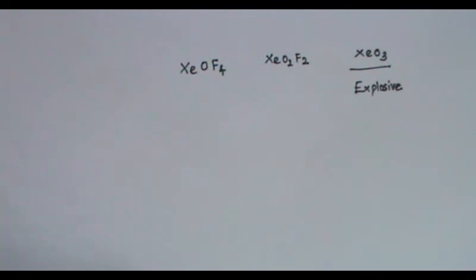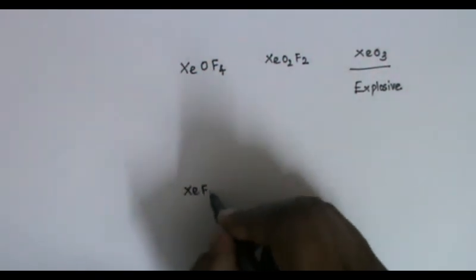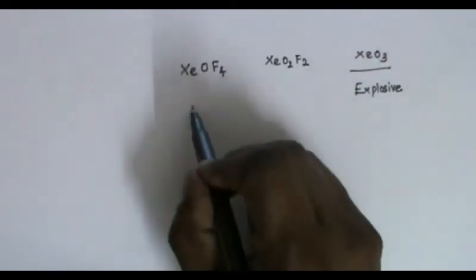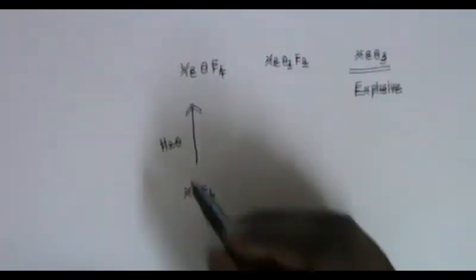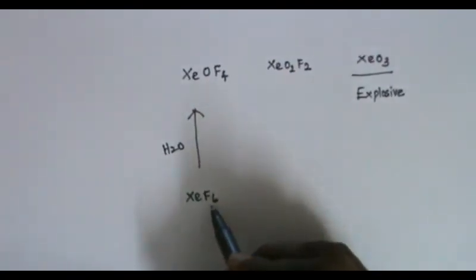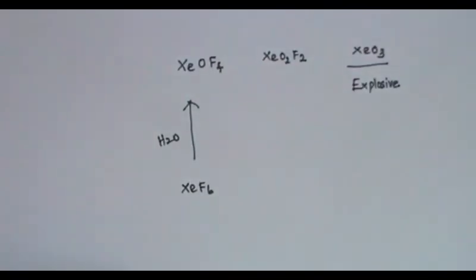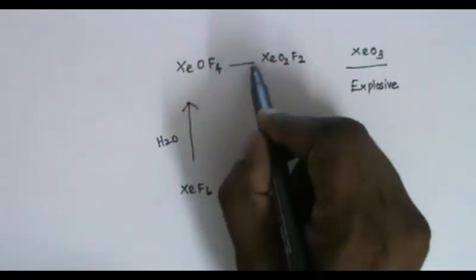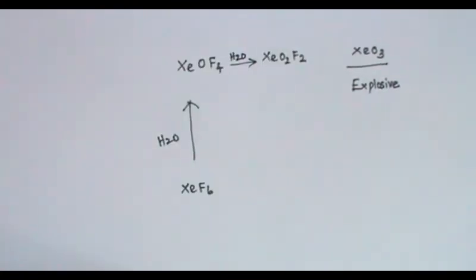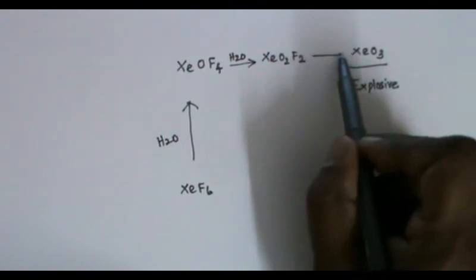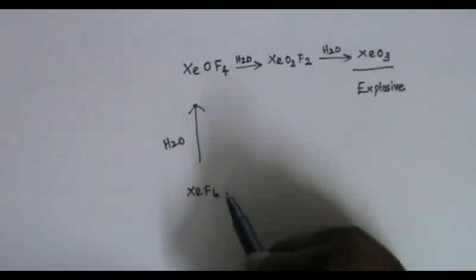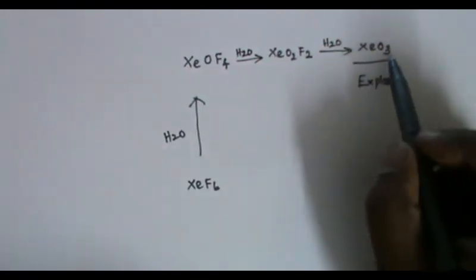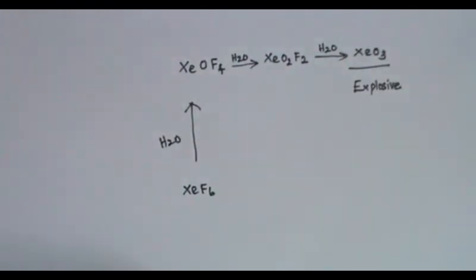How to prepare them? It is very simple. Take XeF6 and add water. What you get is 1 oxygen replaces 2 fluorine, you will get HF and this one. If you add more water, then you will get this. If you add more, you will get XeO3. But the problem is, if you add more water, then you may end up with xenon trioxide, which is explosive.